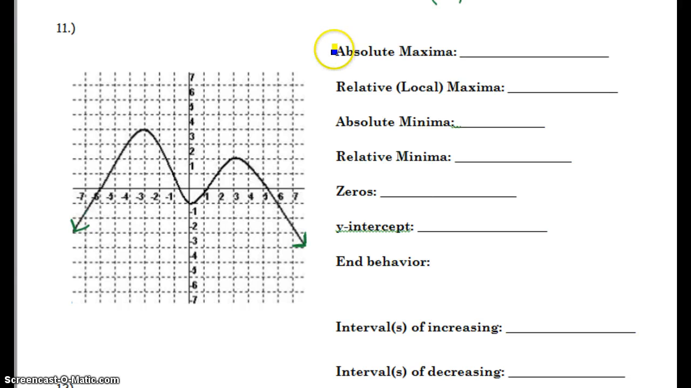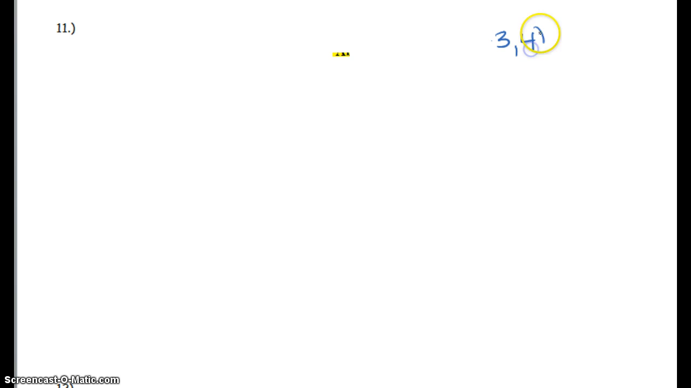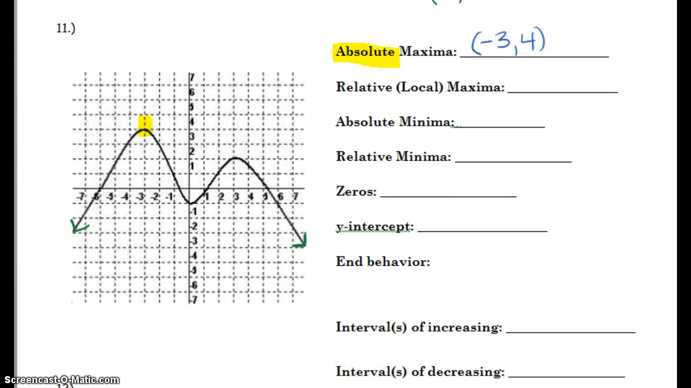When I'm talking about an absolute maximum, or maxima, it's just a fancy word for maximum. Absolute maximum, I'm talking about the highest point ever that this graph is ever going to go. And that looks like this is the point -3, 4. When I'm talking about a relative or a local max, I'm talking about it's a maximum in that area. It's a turning point. It's when I'm switching from increasing to decreasing, but it's not the highest point overall. So that looks like it is 3, 2.